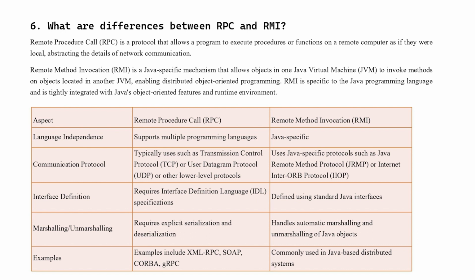6. What are differences between RPC and RMI? Remote Procedure Call, RPC, is a protocol that allows a program to execute procedures or functions on a remote computer as if they were local, abstracting the details of network communication. Remote Method Invocation, RMI, is a Java-specific mechanism that allows objects in one Java virtual machine, JVM, to invoke methods on objects located in another JVM, enabling distributed object-oriented programming. RMI is specific to the Java programming language and is tightly integrated with Java's object-oriented features and runtime environment.